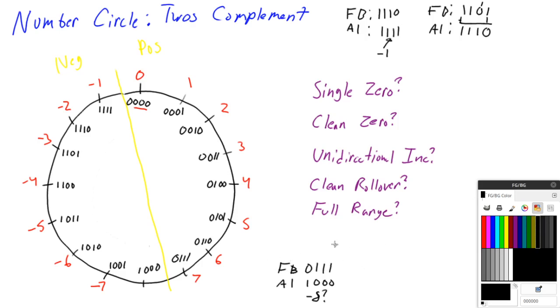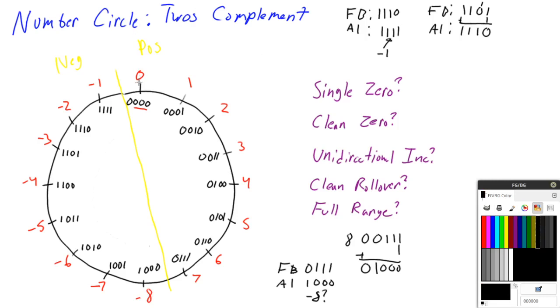So -8 in 5 bits, right? +8 in 5 bits would be 0, 1, 0, 0, 0. And if we flip the bits and add 1, we would get 1, 1, 0, 0, 0. And that's a magnitude of 8. So this can potentially be a little bit confusing, but this is -8 there.